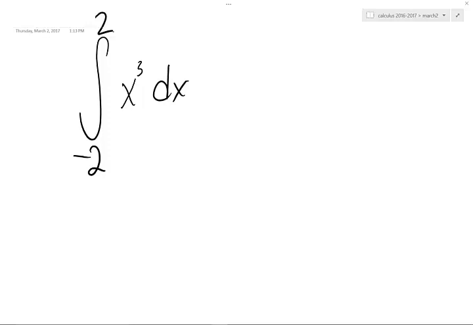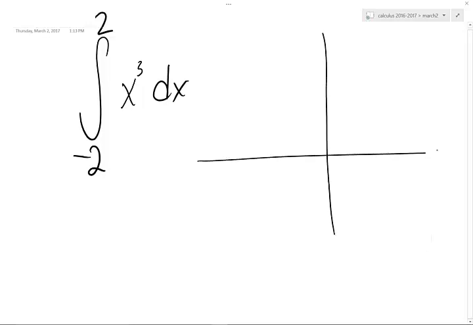Let's see why. It turns out that x cubed looks like this. Here's negative 2. There's positive 2. The area on this side and the area on this side look the same. So why don't they add up?